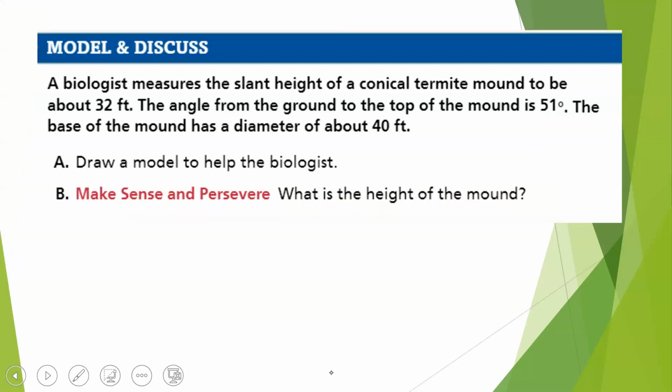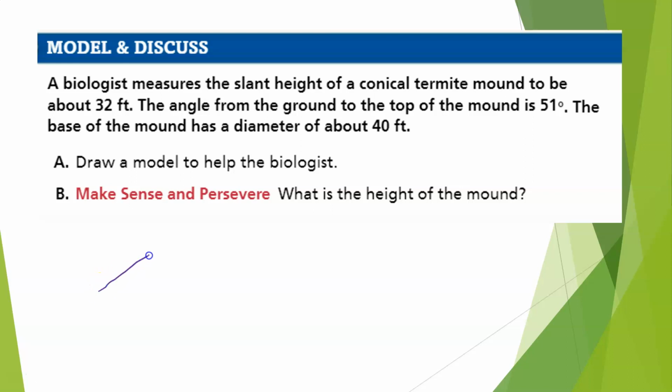Before we begin, let's look at a real-world application problem for the types of things we'll be looking at. It says a biologist measures the slant height of a conical termite mound to be 32 feet. The angle from the ground to the top of the mound is 51 degrees, and the base of the mound has a diameter of 40 feet.